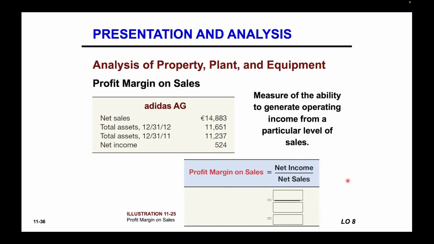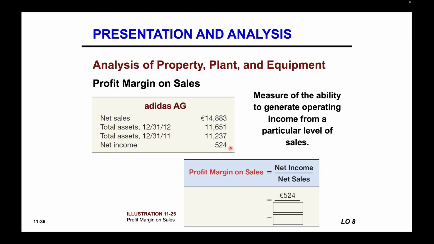Next, let's look at another important financial metric, which is the profit margin on sales. This ratio measures a company's ability to generate operating income from a given level of sales. In other words, it shows how much profit the company can make for each euro of sales. For this example, we will again use the data from Adidas AG. Net sales were 14 million something, total assets at the beginning and ending periods are the same figures, and we have net income of 500 something.